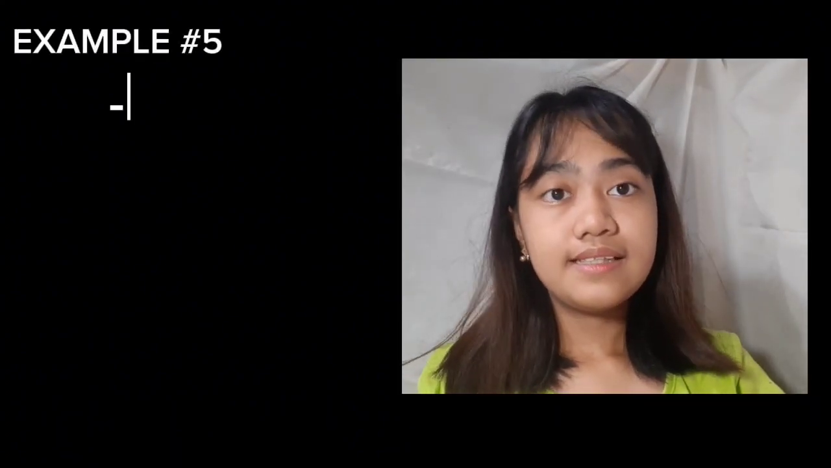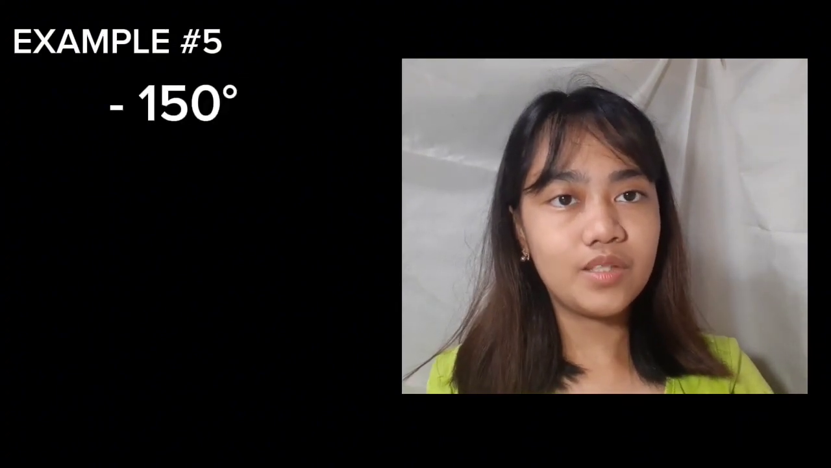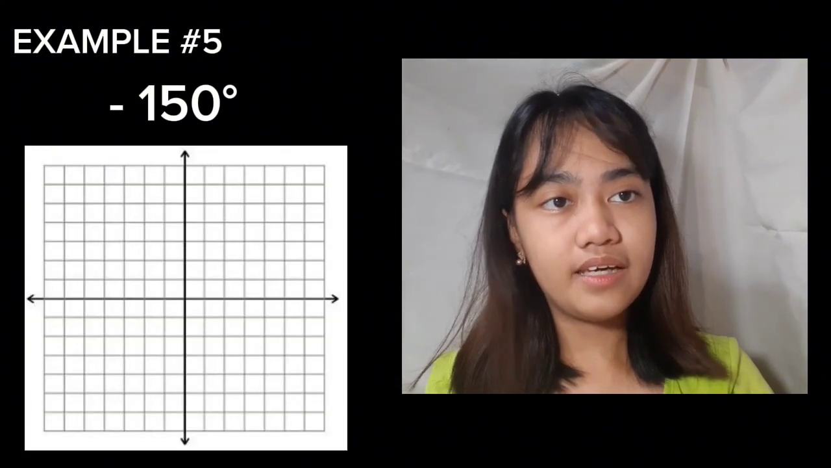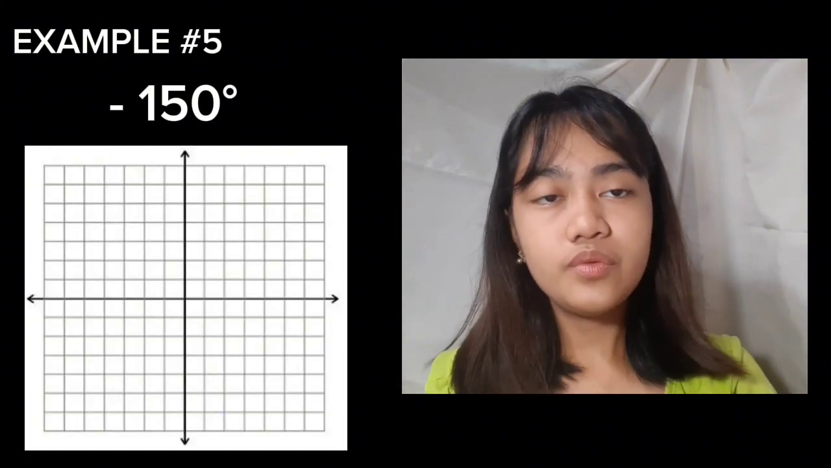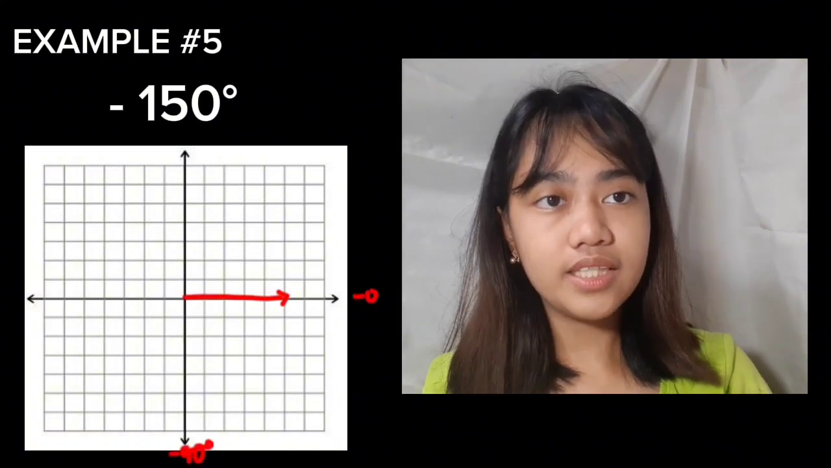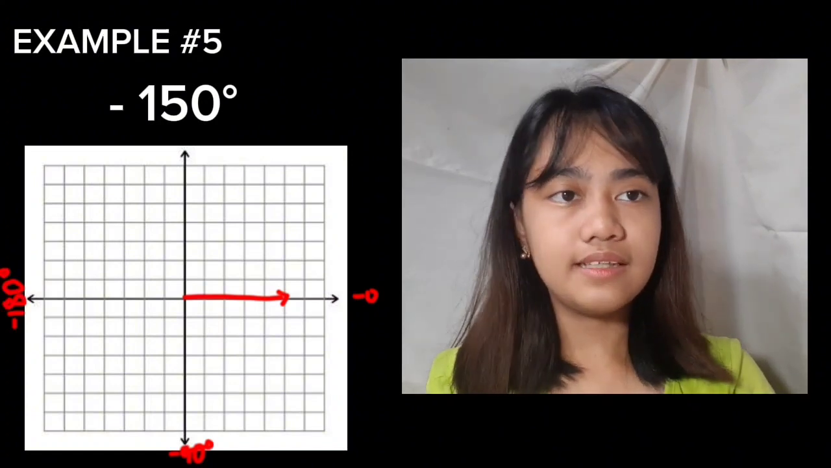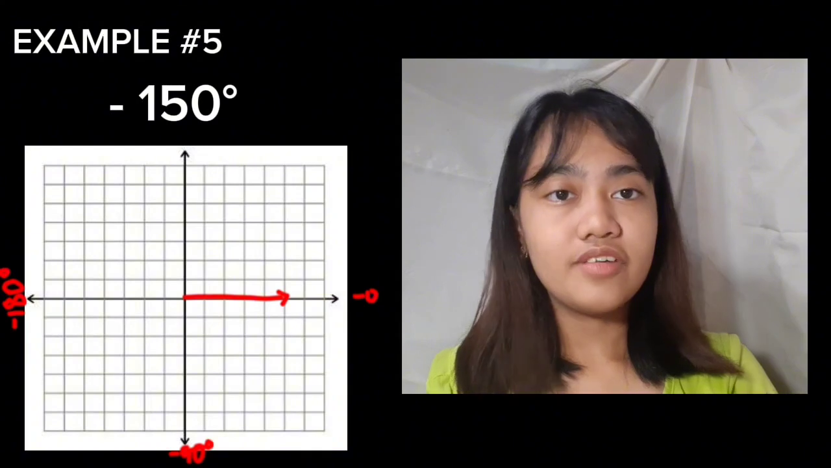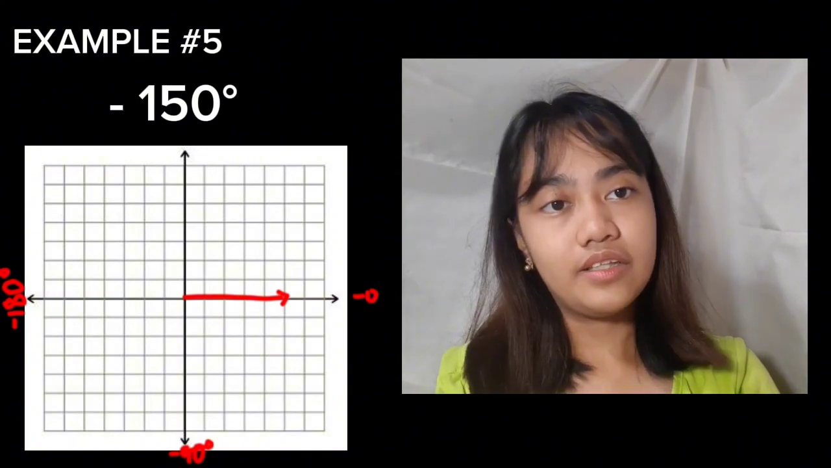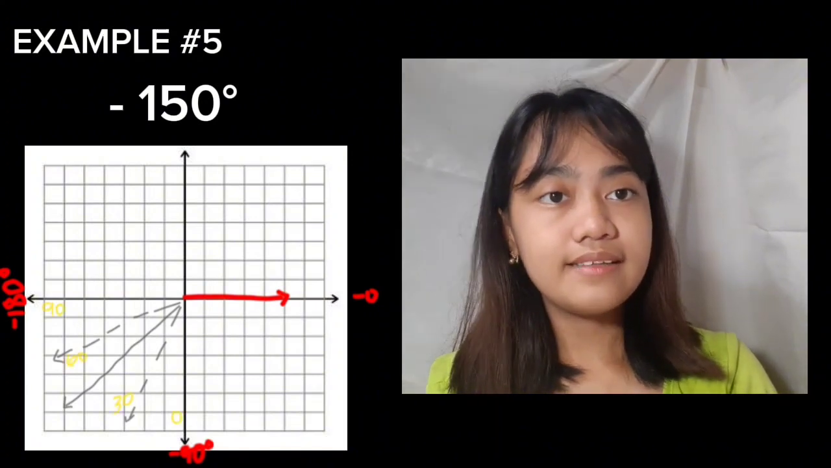The given is negative 150 degrees. So now it is a negative measurement. We need to move clockwise. First, draw the Cartesian plane again, then label the angles. This would be 0 degrees, and this is negative 90 degrees, and this is negative 180 degrees. But the question is, where is the negative 150 degrees? Before that, let's divide one angle into 3. You will get 30 degrees, 60 degrees, and 90 degrees.